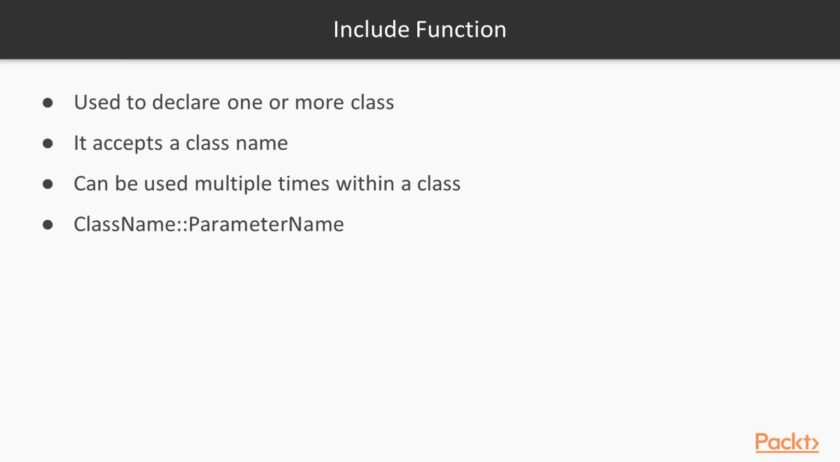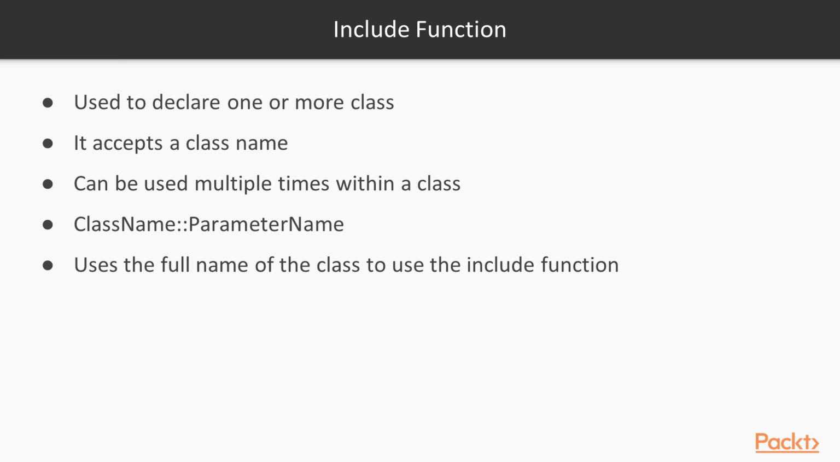Now, if you use the include function, it does not cause a class to be contained in a class when it's declared. So if you're going to use an include function, make sure that you use the full name of a class because that's the only way that you can declare it. Relative names are not allowed when using the include function. So, in this video, you learned a little bit about Puppet functions and how to use the include function.